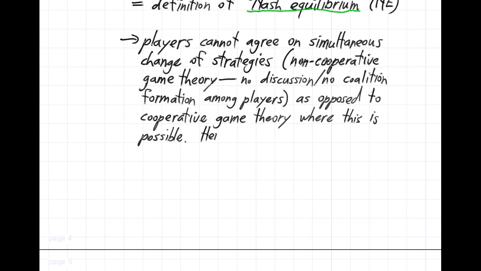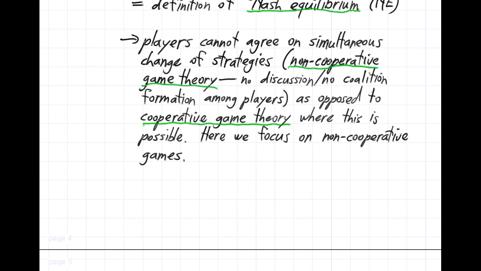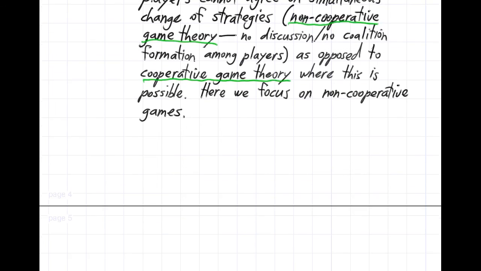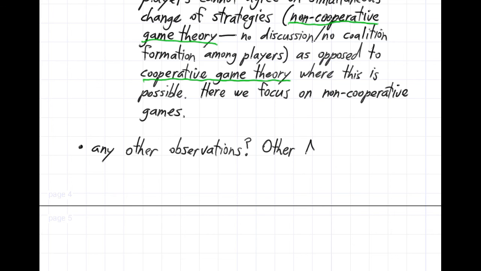For now, we're going to focus on non-cooperative games. Okay, there's another couple concepts there. Non-cooperative game theory and cooperative game theory. You should mark those down in your glossary. So returning to the matrix form of the ultimatum game, are there any other observations we can make about it? In particular, are there any other Nash equilibria?